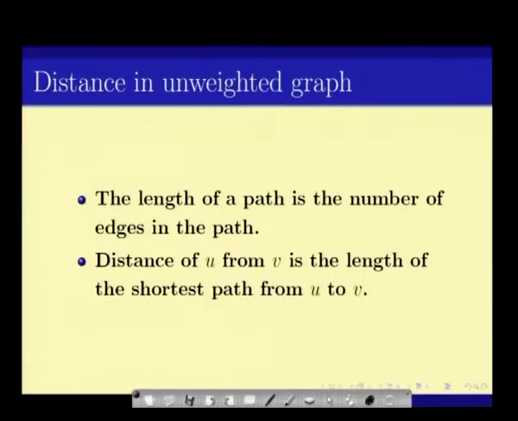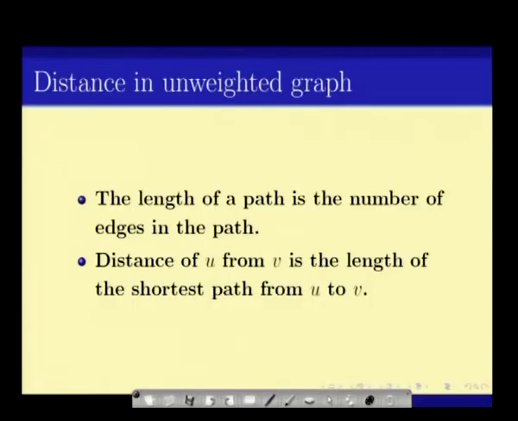One important concept in a graph is distance. A path is a string of edges that goes from a particular vertex to a particular vertex. The length of this path is usually denoted as the number of edges in that path, and the distance from a vertex u to a vertex v is the length of the shortest path from u to v. This is what we are talking about in the case of a graph in which there are no weights on the edges. The edges can be directed or undirected, that is fine, but it is unweighted.